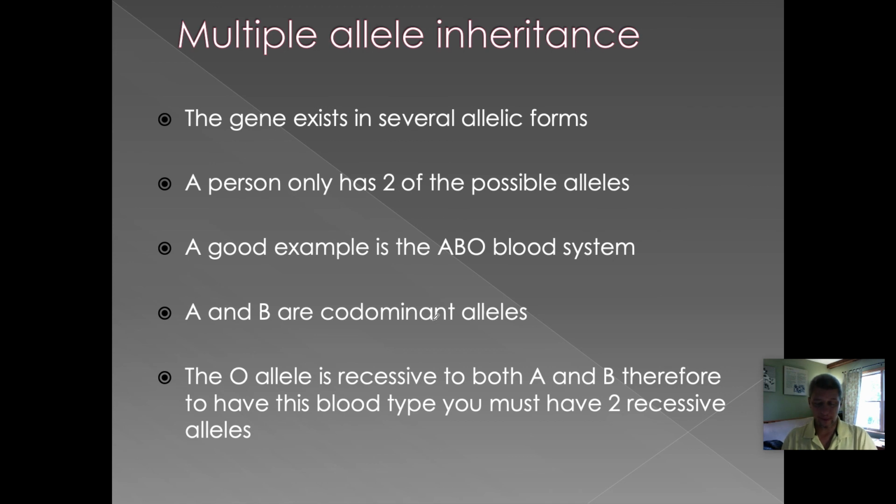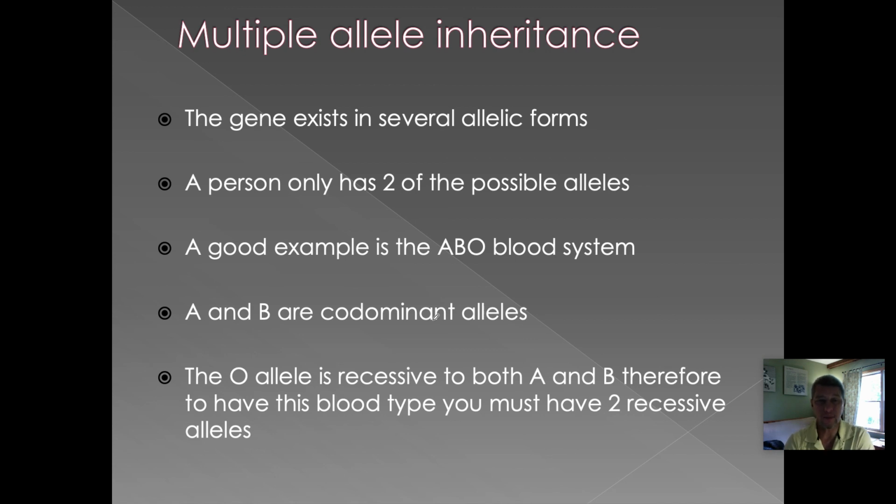Now, a couple of other interesting things about inheritance. As I said early in the first video here, we concentrated mostly on conditions that deal with two alleles, a dominant and a recessive. But there are such things as multiple allele inheritance. And in this case, the gene, whatever it is, exists in several allelic forms. Now, of course, a person can still only carry two of those alleles because you get one allele from mom and one allele from dad.